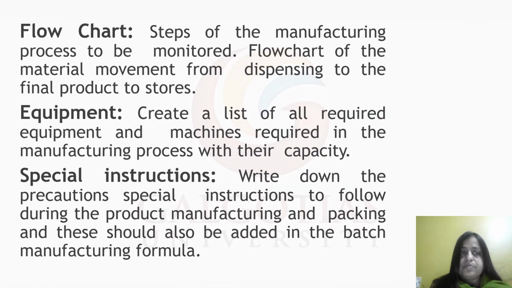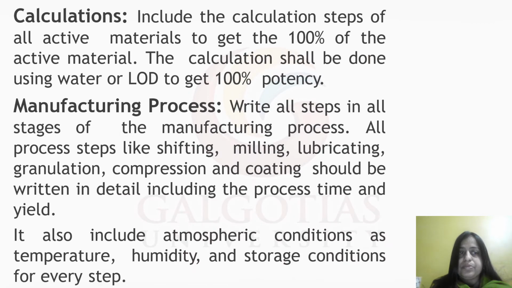quality assurance head. Flowchart: steps of the manufacturing process to be monitored, and a flowchart of the material movement from dispensing to the final product to stores. Equipment: create a list of all equipment and machines required in the manufacturing process with their capacity. Special instructions: write down the precautions and special instructions to follow during production, manufacturing and packaging, and these should also be added in the batch manufacturing formula.